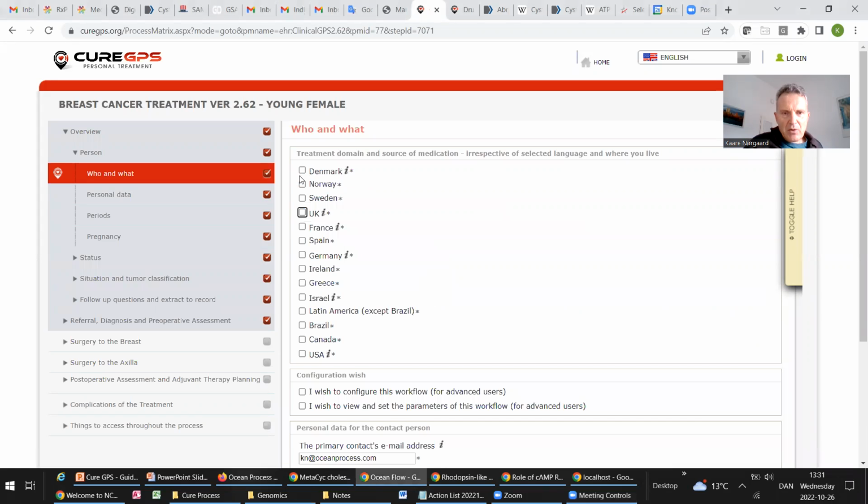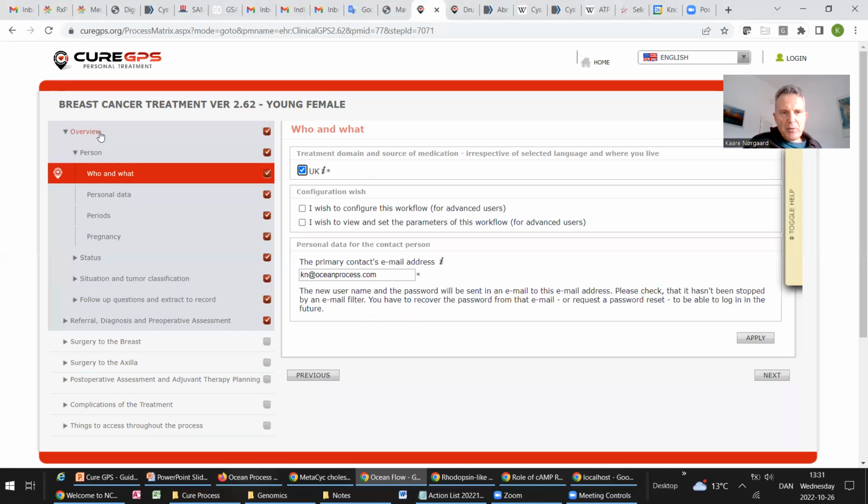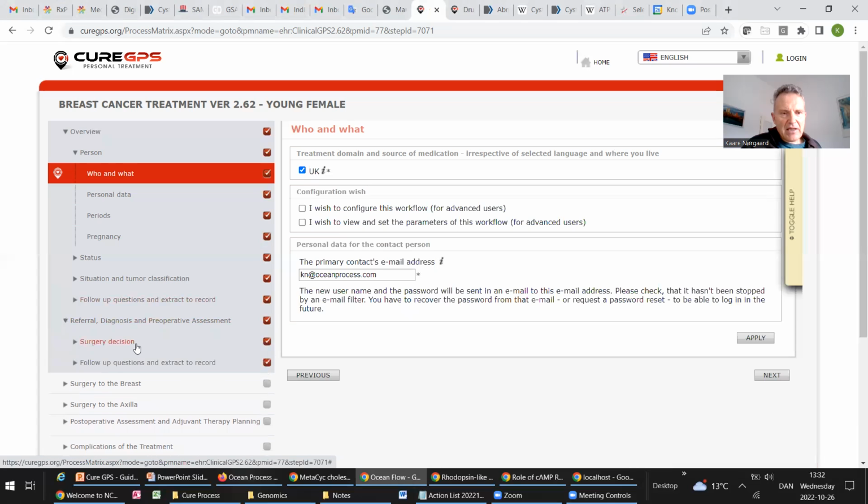First of all, we can hard code the selection of countries. I've chosen the UK here, but it can also be the US, Canada, Brazil, and a lot of other countries. It will produce a flow that follows the patient as the treatment goes on for breast cancer. And it will guide you all the way through so that you can at any time see what you have to go through and what you have gone through already. And if everybody uses the tool, it will make sure that there is no error committed.